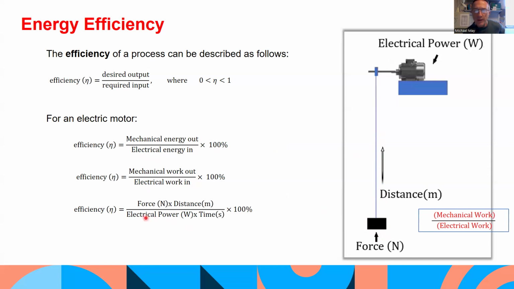Now, electrical power is the work done per unit time. So it's easy to obtain the power by putting a watt meter across the motor, for example. But if we multiply that by the time it takes to lift that load, we won't get the work done per unit time. We'll get the actual work done. So that's why it's power multiplied by time. So we're getting the mechanical work divided by the electrical work, and we will get the efficiency of this motor.